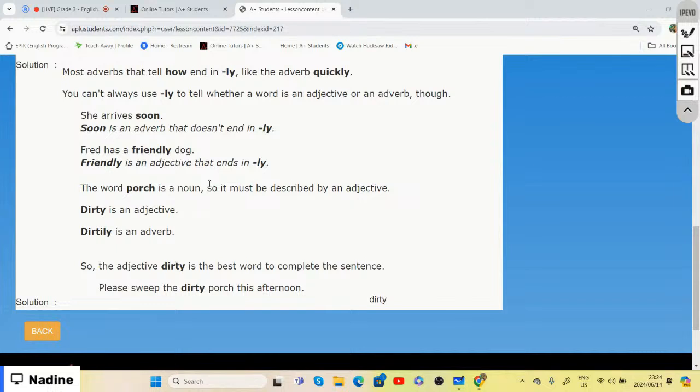Like for example, a Porsche. A Porsche is not a verb, which means that it is a noun. And the word that comes in front of the word Porsche will then be an adjective that will tell us more about the noun. So we won't say dirtily, because then that's an adverb. All we say is the dirty Porsche, because we are describing the Porsche. What kind of Porsche is it? It's a dirty Porsche.